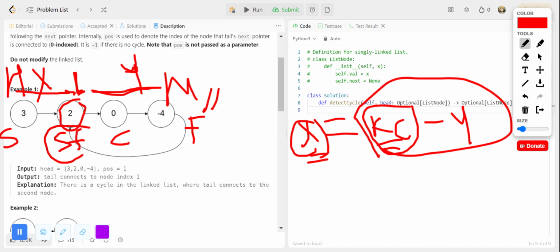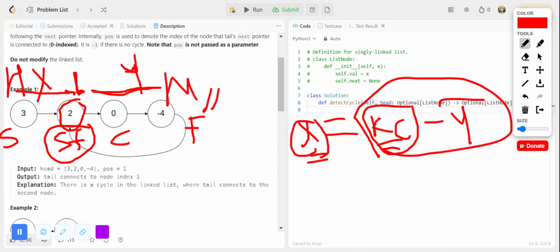So once they meet, it means we have found where the loop starts, right? From this equation, x is the distance the slower pointer moves from the head, and k times c is the distance the faster pointer travels before they meet where the loop starts, right?